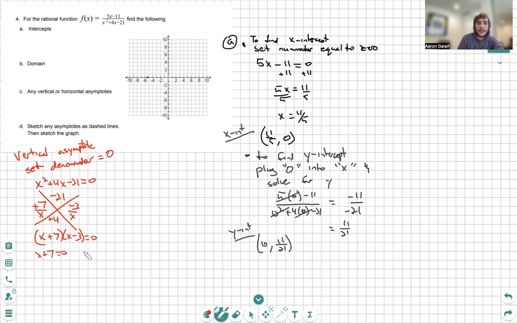Separate them both and solve them both. Then we have x equals negative 7 and x equals 3. These are the vertical asymptotes right here. In this situation, we're going to go to negative 7 and draw a dotted line to represent our asymptote, and then go to positive 3 and draw a dotted line to represent our asymptote. Next, we're going to look for the horizontal asymptote.